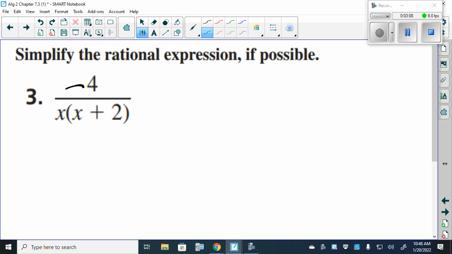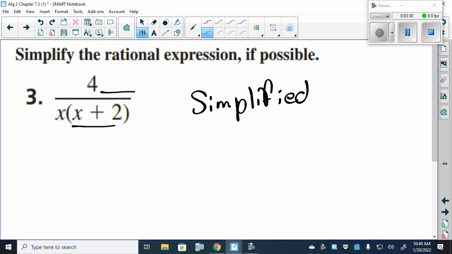The only way that we can simplify this 4 is if there's a 4 or a 2 being multiplied out front. Is there anything being multiplied out front that would be in common with the 4? No. There's not a 4 or 2 out here. Is there an x plus 2 on top and bottom? Is there an x on top and bottom? No. So this here is simplified. This is as simplified as it gets, because there's nothing in common on top and bottom, we can't do anything to it.